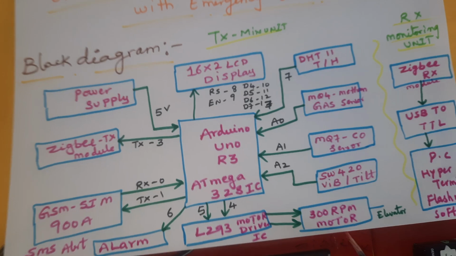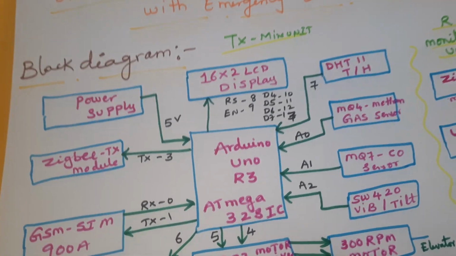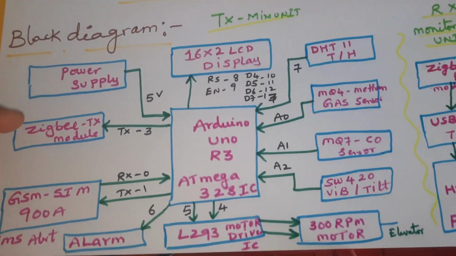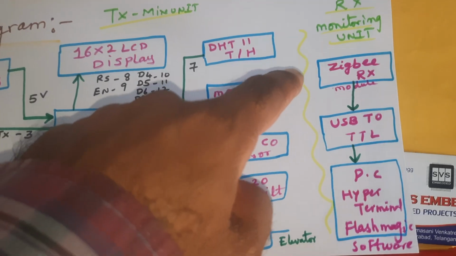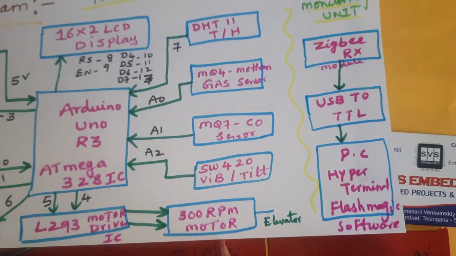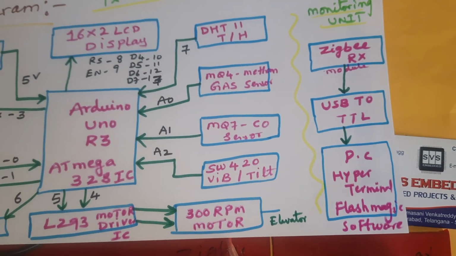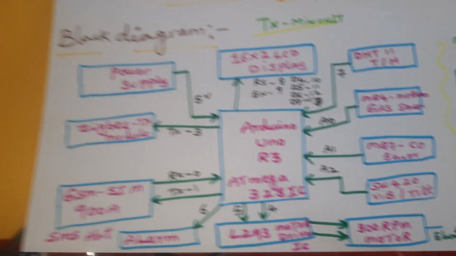So let us come to the block diagram. Power supply, 5 volts power supply module, Zigbee transmitter module, Zigbee receiver module connected to the USB to UART module, and PC hyper terminal, Flash Magic software. Here the Zigbee module is connected to the USB to UART and to the Flash Magic software, and we are monitoring the temperature, humidity, methane gas, carbon monoxide, and vibration alert.